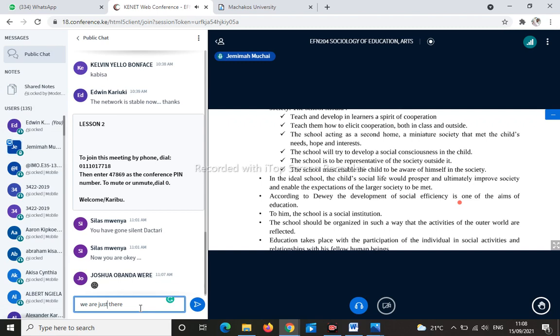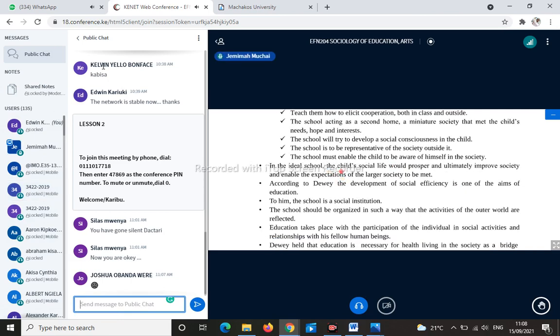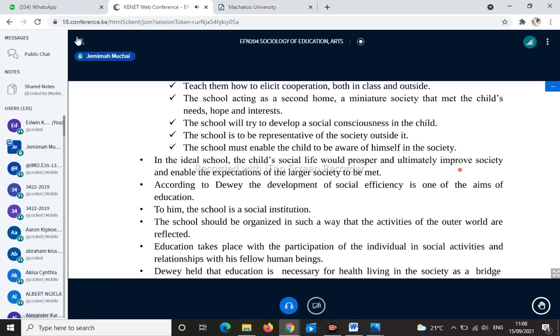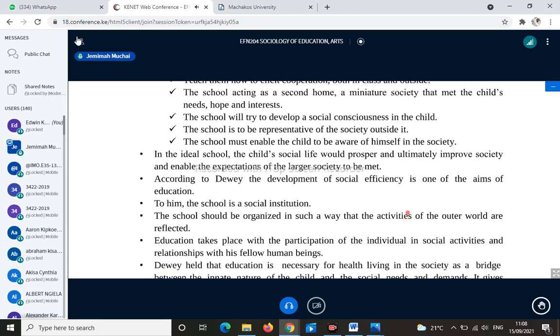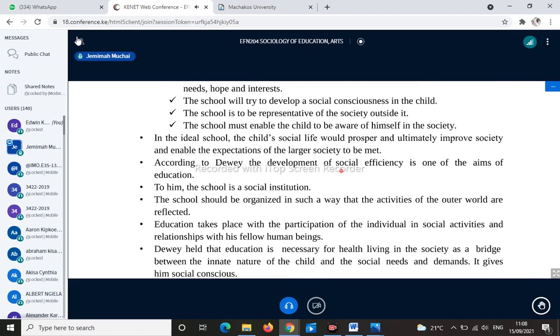Some of you may be saying that you are not valued by your society, but you as a person, you are a person of value to yourself, to your school, to your family, to the whole society. In the ideal school, the child's social life would prosper and ultimately improve society and enable the expectation of the larger society to be met. That means that your social life, you are a person who is supposed to prosper, who is supposed to do well in your life, so that when you go out of Machakos University as a teacher, you'll be expected to contribute to the society. That's what that point means.